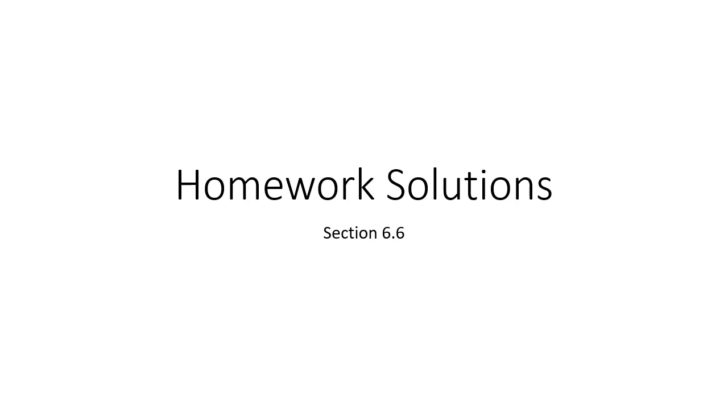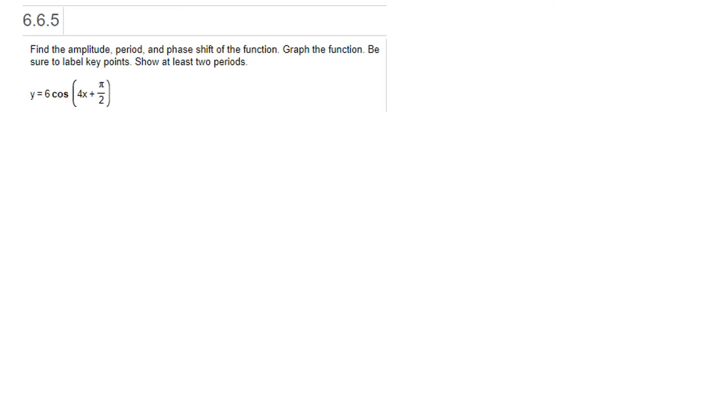Hello, let's work through the problems from section 6.6. All right, find the amplitude, period, phase shift, graph the function, label key points, and do it for 2 periods. So, from the top, our amplitude is the absolute value of the number multiplying the function. That's just going to be 6.